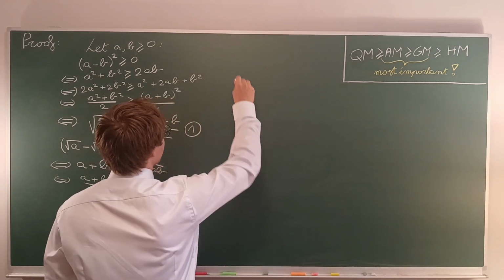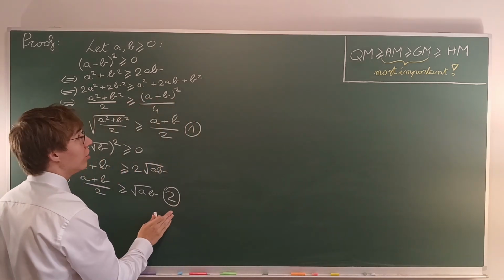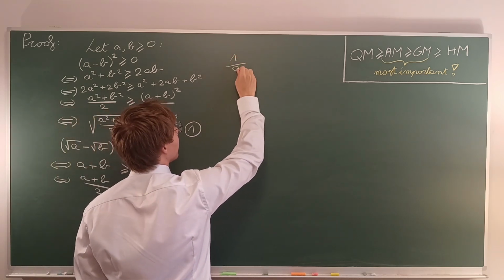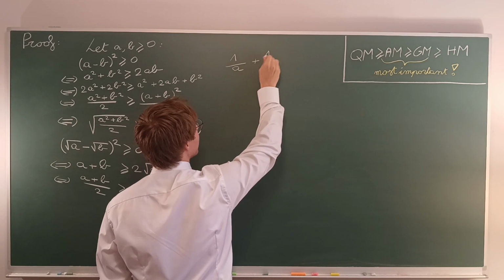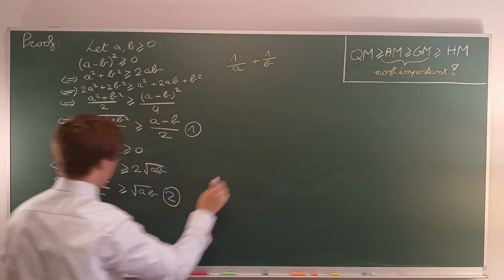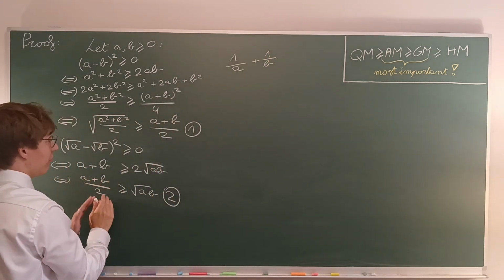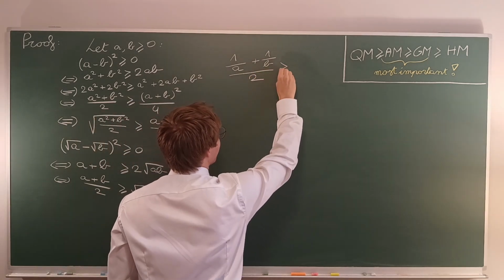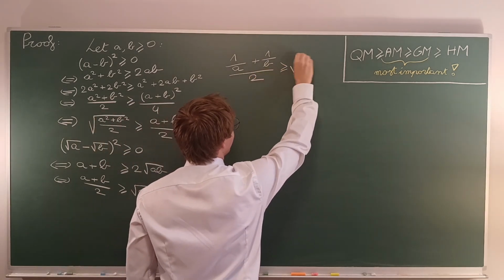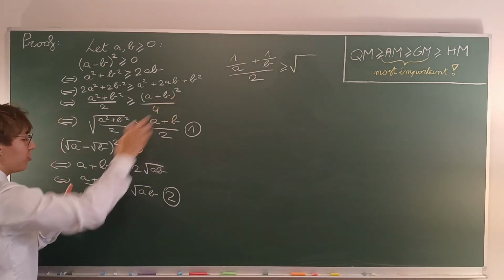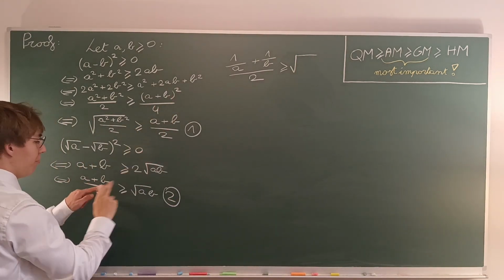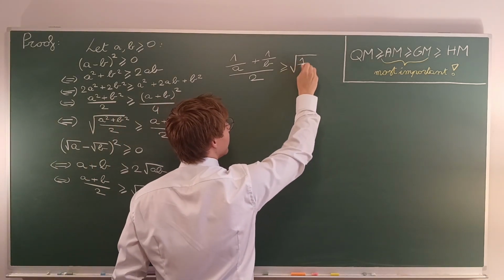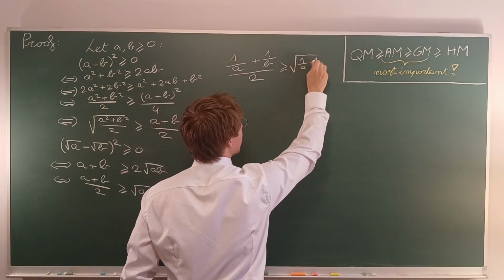For the third result, we just apply the second result to the two numbers 1 over A and 1 over B. So (1 over A plus 1 over B) divided by 2 is greater than or equal to the square root of, and we substituted 1 over A for A and 1 over B for B, so that gives the square root of 1 over A times 1 over B.